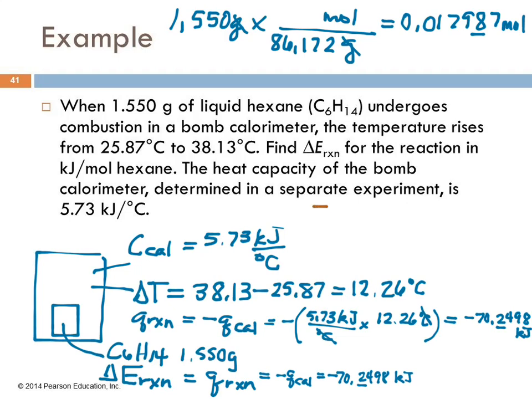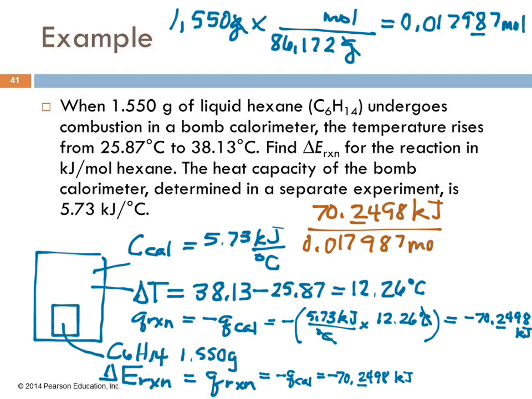So we take 70.2498 kilojoules divided by 0.017987 moles. Yeah, I really need to get out my real calculator. 70.2498 divided by 0.017987.